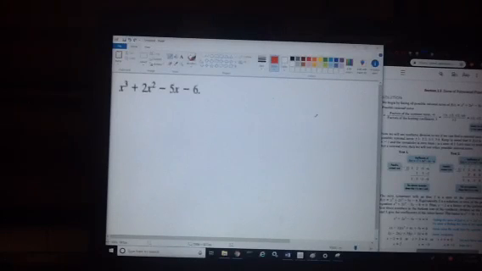My name is Zane Severance, and today we're going to be solving for the zero of this function using the rational zero theorem. In the rational zero theorem, we first list all the possible rational zeros using the first number of the equation and the last number of the equation.